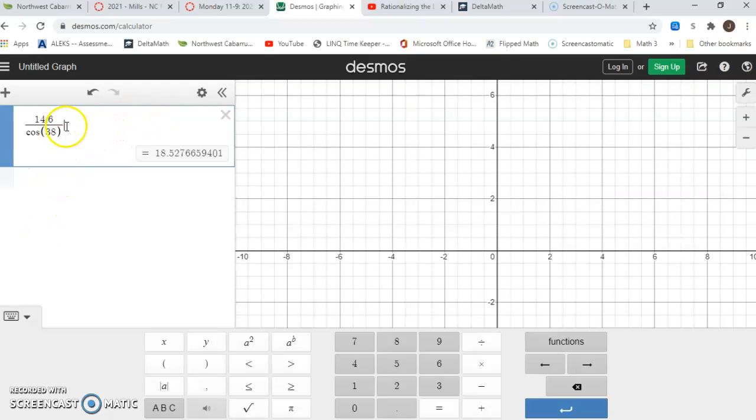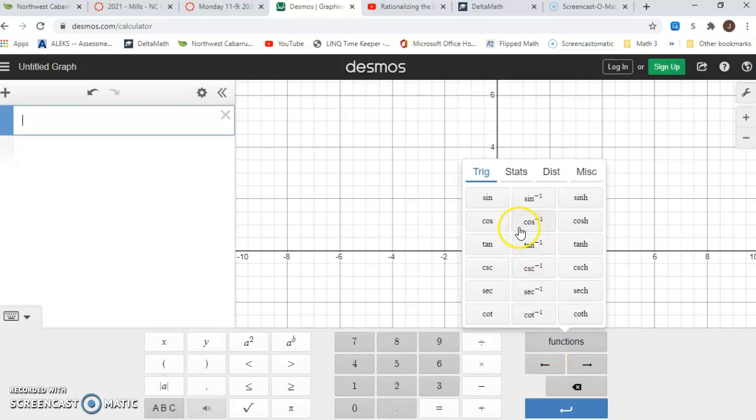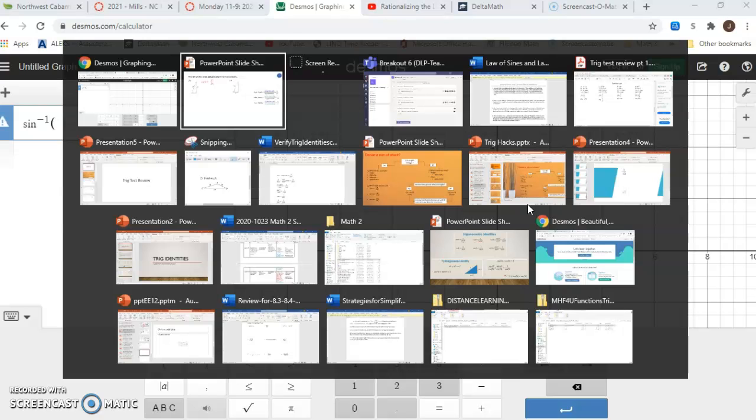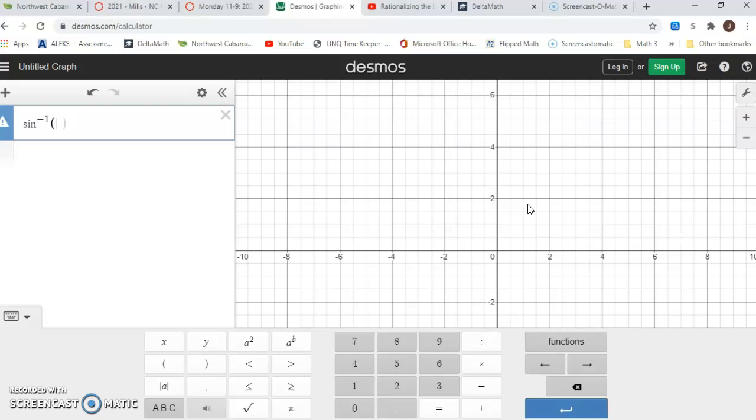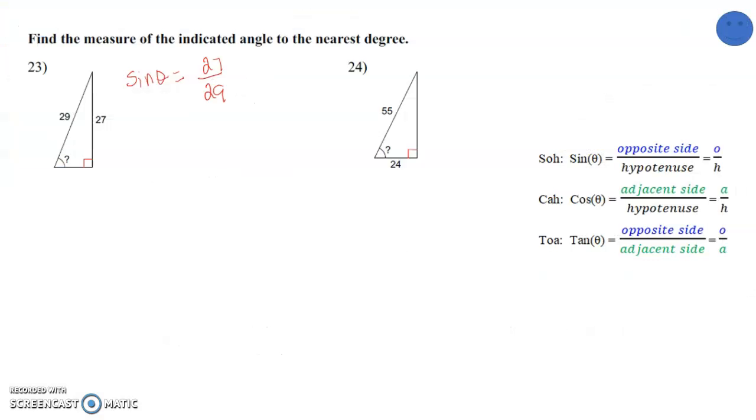All right, so this one again, we're looking for the angle. Don't forget, we're looking for the angle. So we're going to be doing second sine, or sine to the negative 1, sorry. 27 over 29. 27 divided by 29 is 68.59, which is 68.6. So theta equals 68.6 degrees. All right, same thing over here, except this time we're using adjacent over hypotenuse.